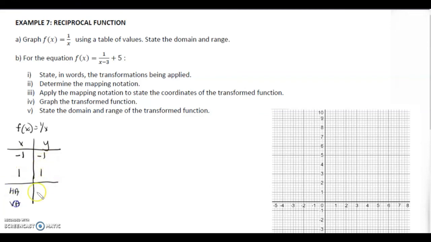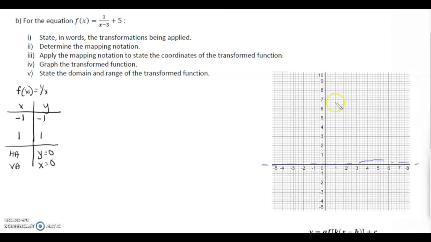Here's the thing though. There is going to be a horizontal and a vertical asymptote. Okay, the horizontal asymptote is going to be at y equals 0, and the vertical asymptote is going to be at x equals 0.